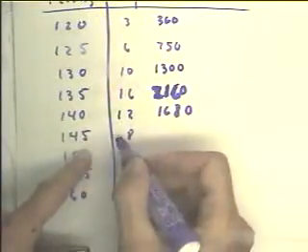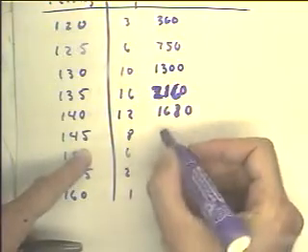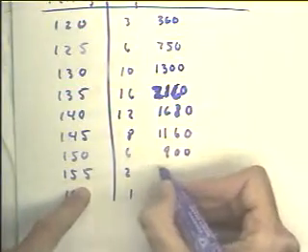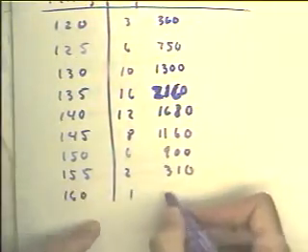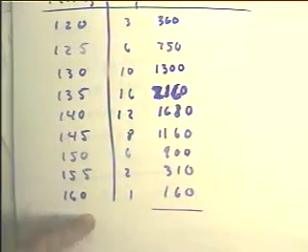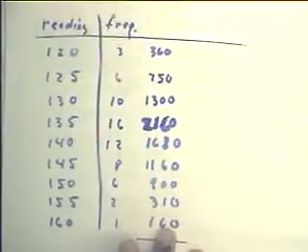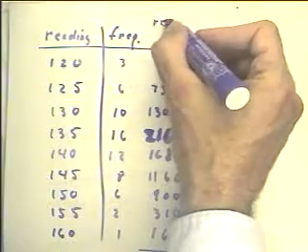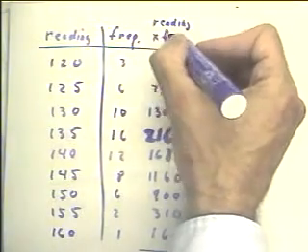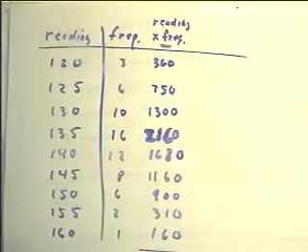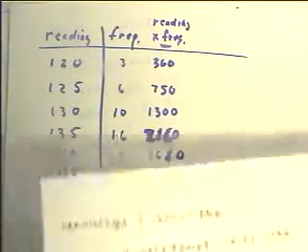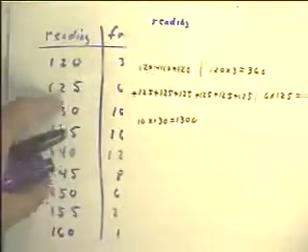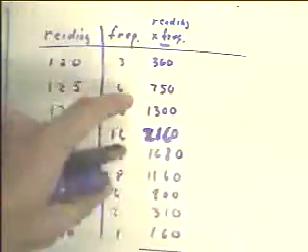Then 145 times 8, that's going to be 1160. This is going to be 900. This is going to be 310. I should have made these numbers easier, because I've probably made a terrible mistake in here someplace. In any case, this is what we get when we take the reading times the frequency. And again, the reason for doing that is pretty simple. 3 120s add up to 360. 6 125s add up to 6 times 125, or 750.